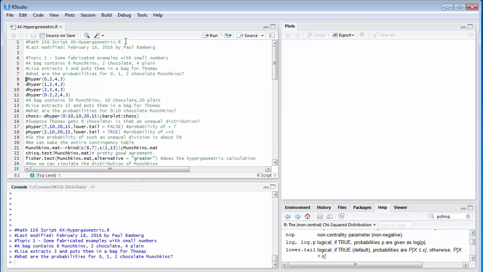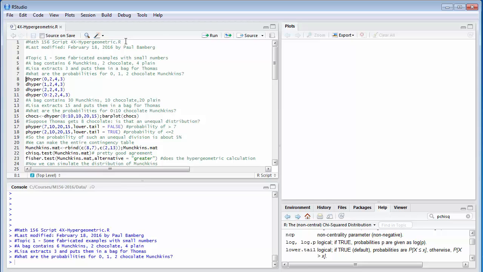And Thomas, of course, being a thinking kid, asked, "What's the probability that I've got no chocolate munchkins, 1 chocolate munchkin, or 2 chocolate munchkins?" And this question is answered by the so-called hypergeometric distribution. So d hyper 0, 2, 4, 3 means the probability that Thomas got 0 of 2 chocolate munchkins, given that there were 4 non-chocolate munchkins and there were 3 munchkins put in his bag.